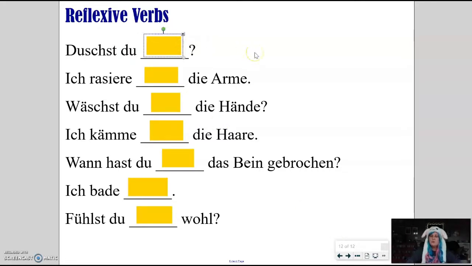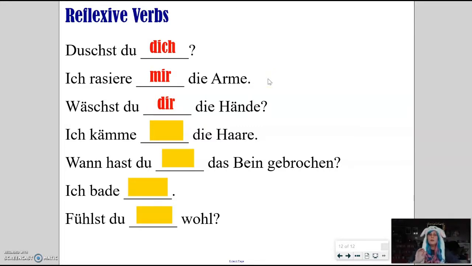So, duschst du? Hopefully you answered dich. Duschst du dich? Are you showering? Ich rasiere. Gut. Mir die Arme. I am shaving my arms. Wäschst du dir die Hände? Are you washing the hands?